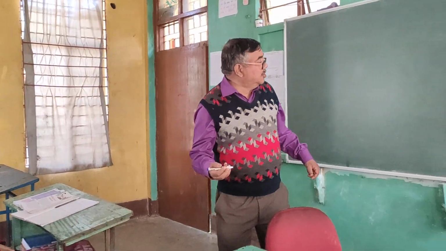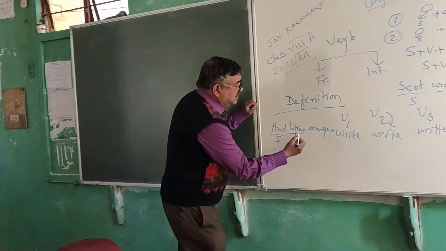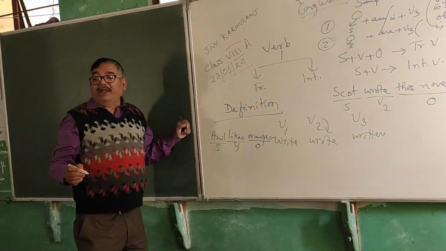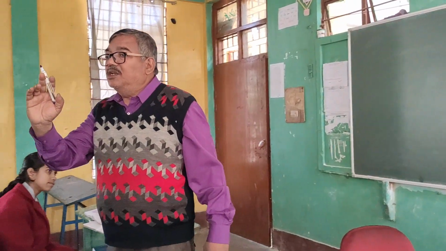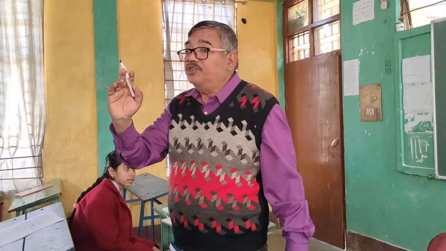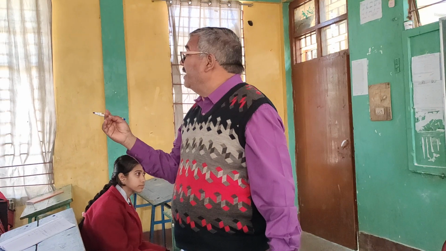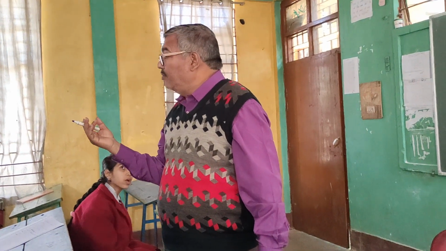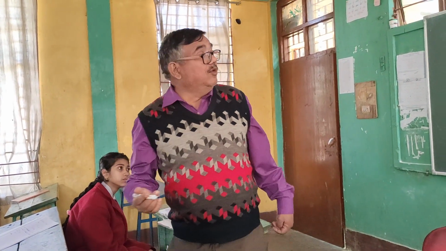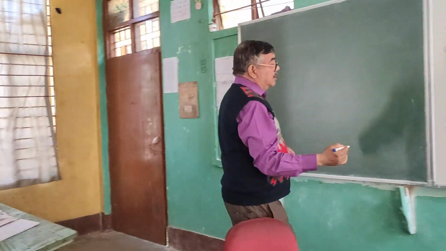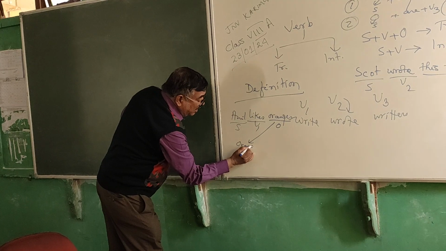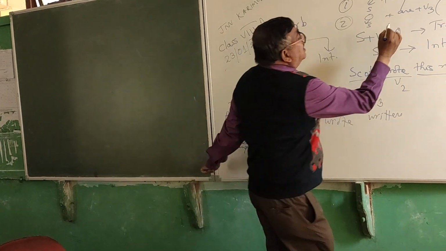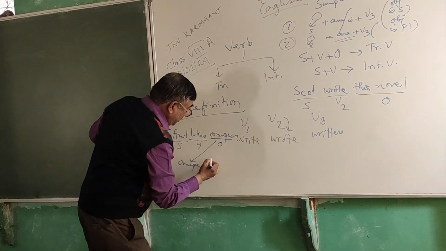Got it? So, Anil likes oranges. Oranges is the object. When I say oranges, it means the object is plural number. When I say orange, that is singular, only one orange. Oranges means more than one orange, plural number. Then we will use rule number 2. Then the object will become the subject. Oranges. Look at the rule. This is rule number 2.